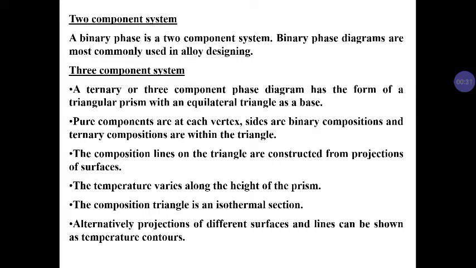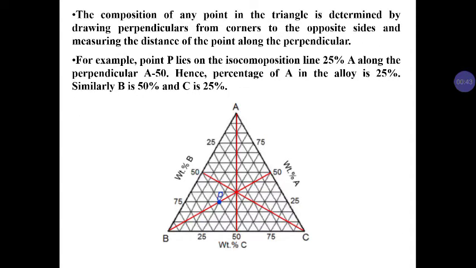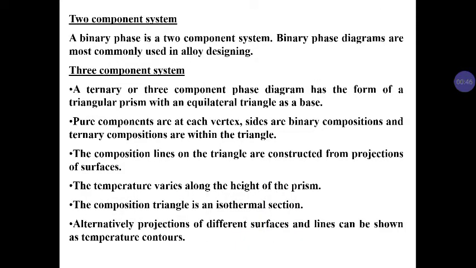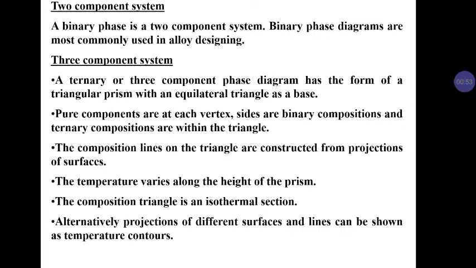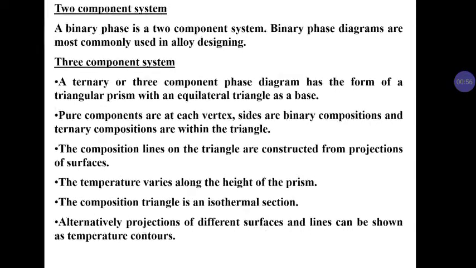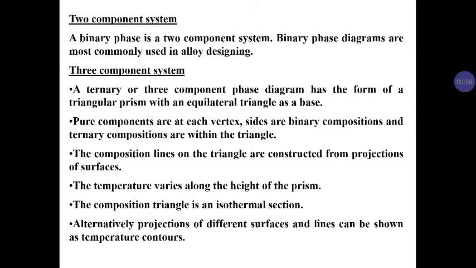Though it is not in your syllabus, it is still essential to understand what a three component system is. If three different metals coexist, how can that be expressed in a phase diagram? To understand that, I put this video here. In a three component system, as the name indicates, there are three different components, three different metals, and a ternary or three component phase diagram has the form of a triangular prism with an equilateral triangle at the base.